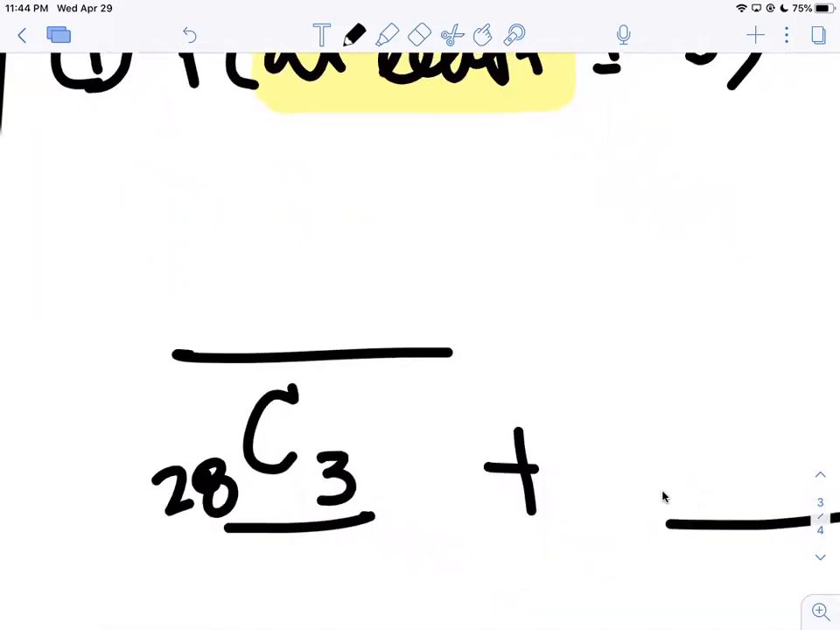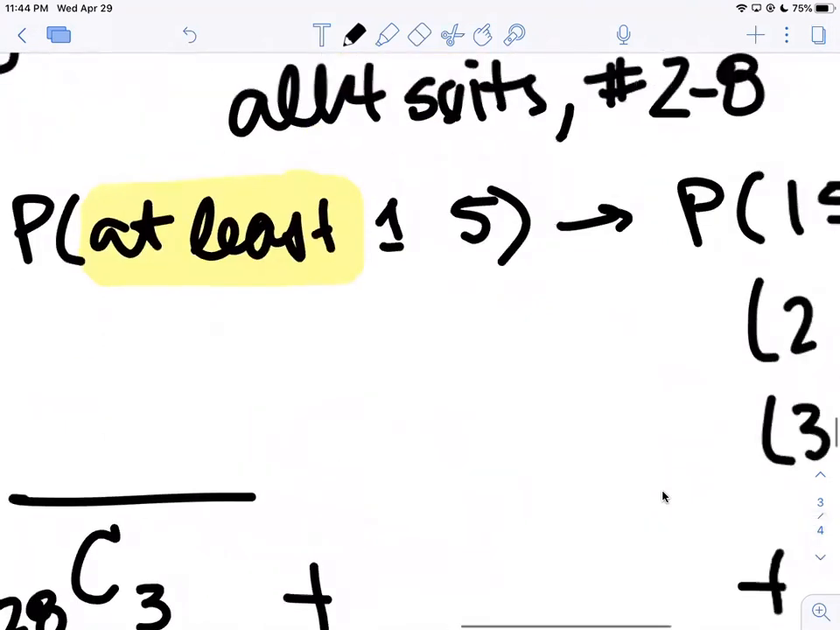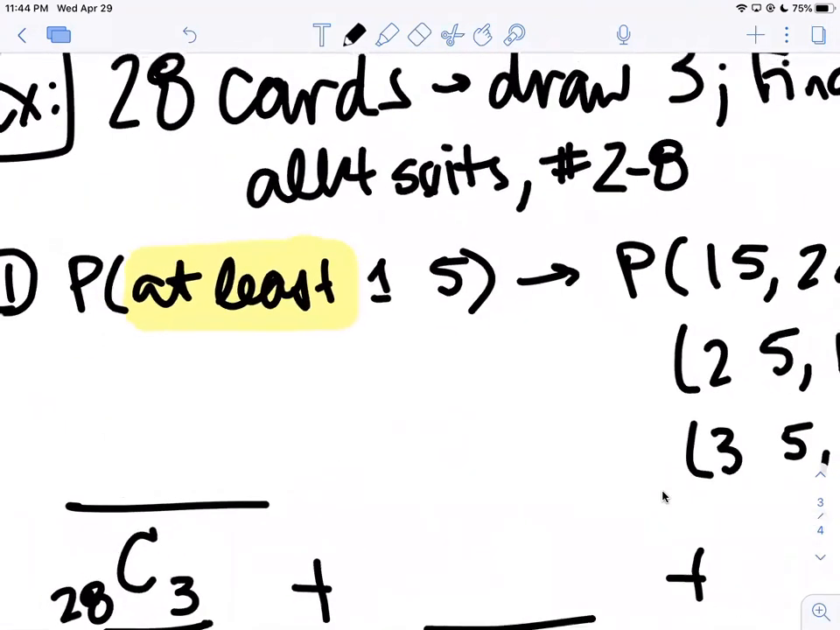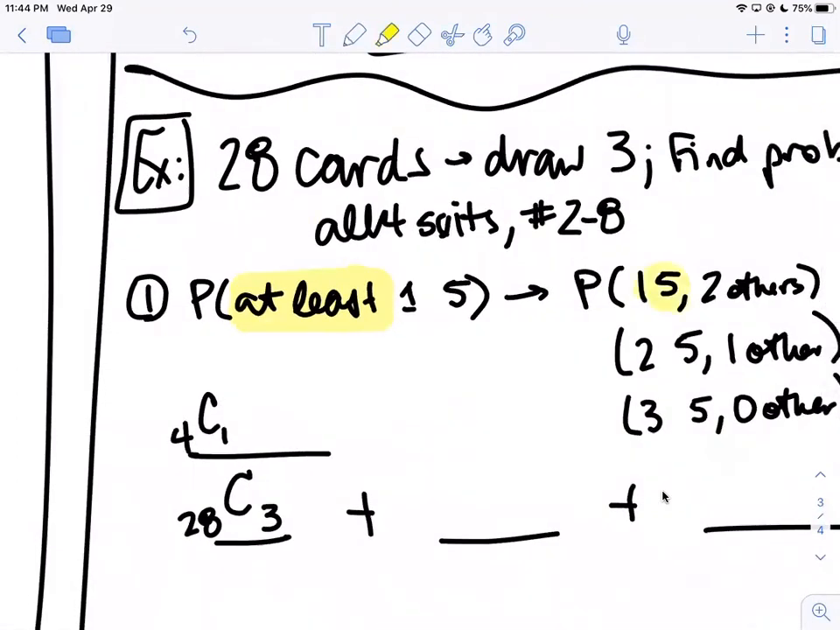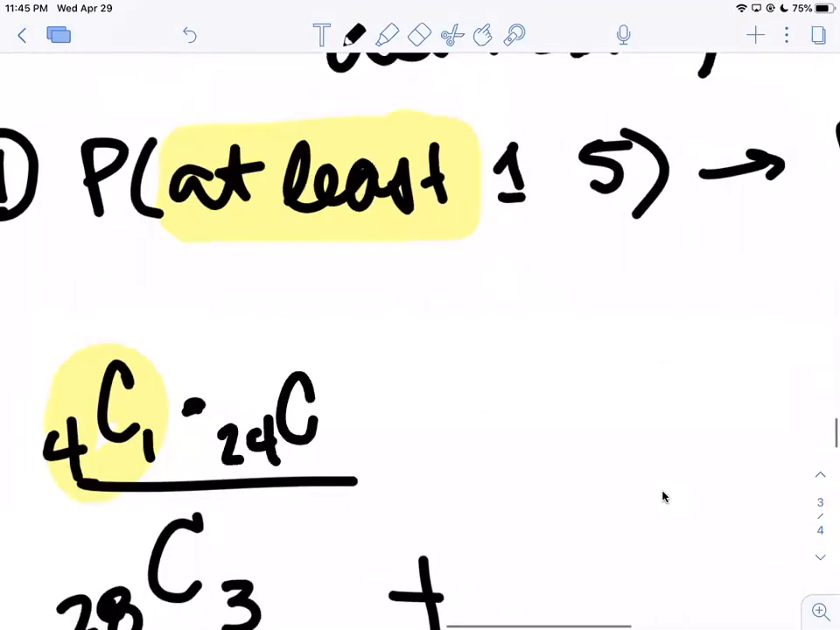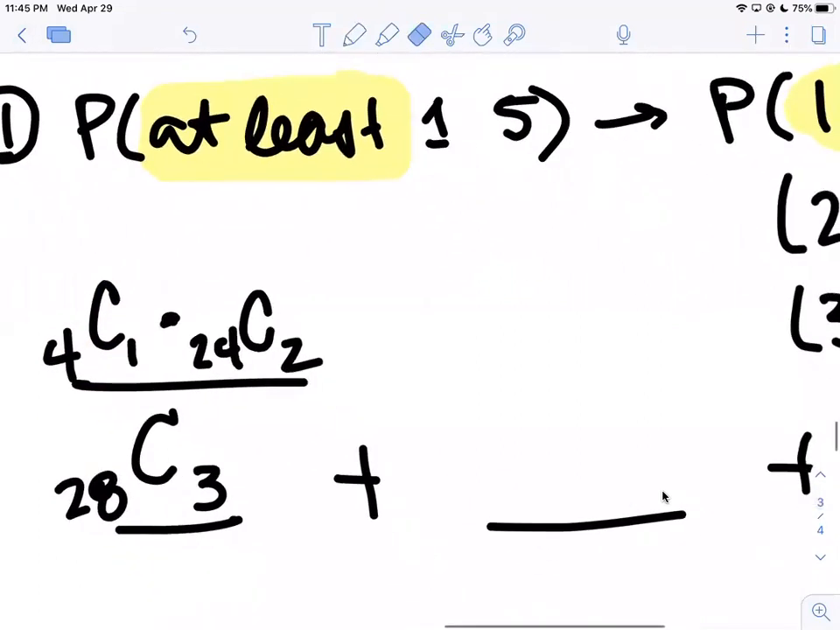Okay. So for my first one, my probability of getting 1 5. Well, how many 5s are there in the entire deck that we have? It says all suits 2 through 8. Well, so I've got all of the 5s for each suit. So I've got a total of 4, and I want to choose 1. So I'm going to do 4, choose 1. That's going to take care of my 1 5. I've got 2 other cards that I need to choose. How many other cards are left? If I have a total of 28 cards and 4 of them are 5s, there are 24 cards left. 24, choose 2. So these are my 2 other cards that I'm choosing now. Okay, so that's one option.